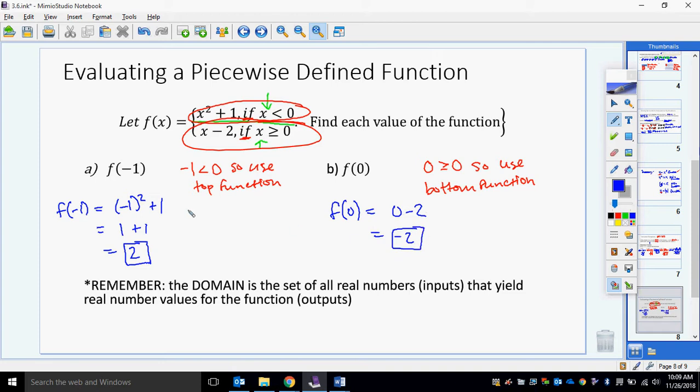Okay, so in a piecewise function, you're not doing anything different. You just have to decide whether or not you're using the top or bottom. And the if statement will tell you which one to use.